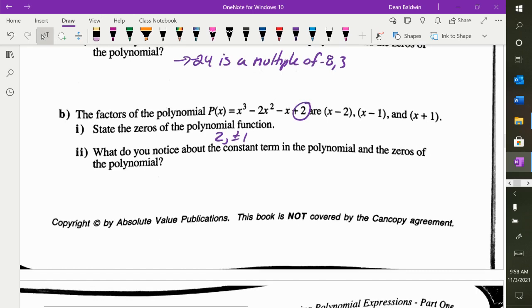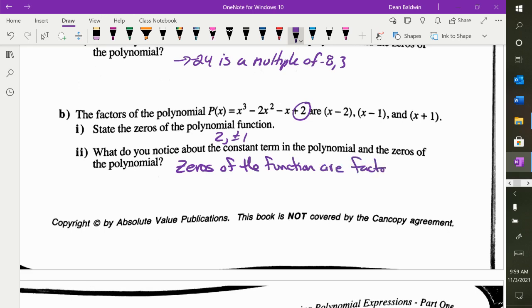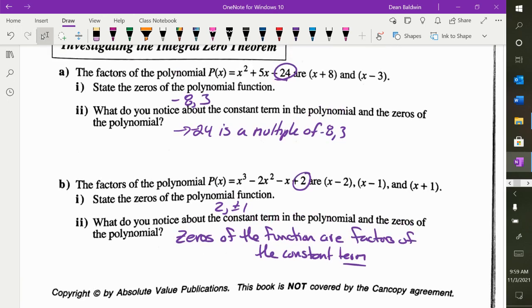Okay? So the zeros of the function are factors of the constant term, i.e., whatever your x-intercepts or zeros are, if you multiply them all together, you will get whatever the constant term was of the original function, which in quadratics we do all the time. We just don't think about it. My zeros are 8 and 3. If I multiply those together, I get 24.